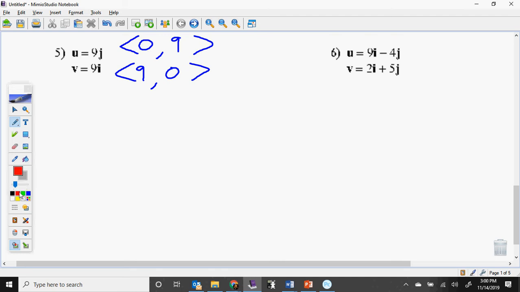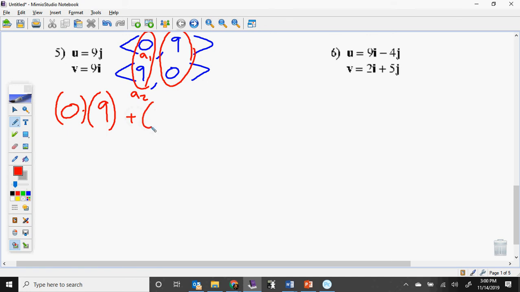If I do that, then I say, oh, multiply these two together. 0 times 9, so A1, A2, plus multiply those two together. B1, B2, 9 times 0. And of course, if I do that, 0 times 9 is 0, 9 times 0 is 0, 0 plus 0, 0. That's my answer.